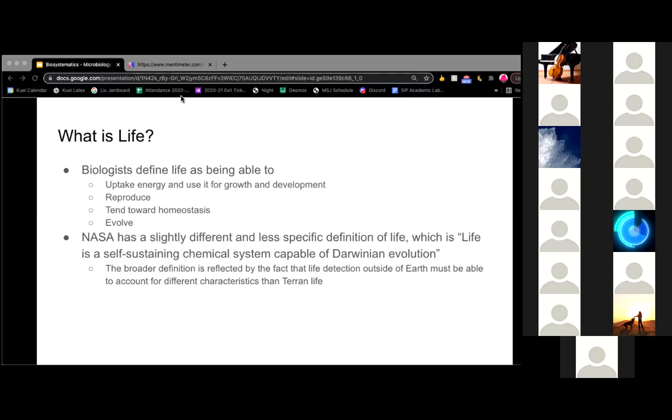And NASA has a slightly different and less specific definition of life, which is that life is a self-sustaining chemical system capable of Darwinian evolution. And this broader definition is reflected by the fact that life detection outside of Earth must be able to account for different characteristics than Terran life.